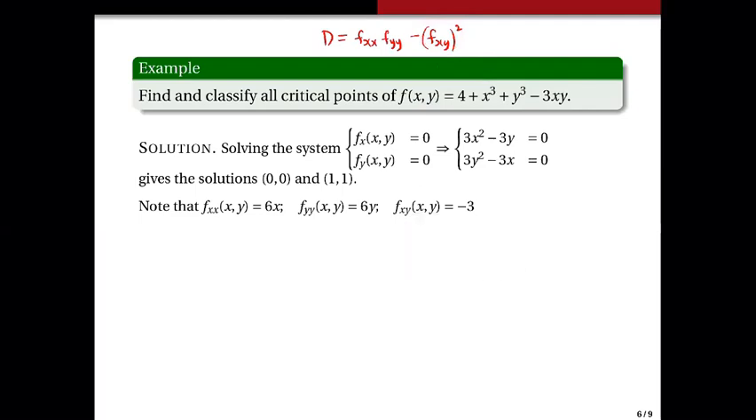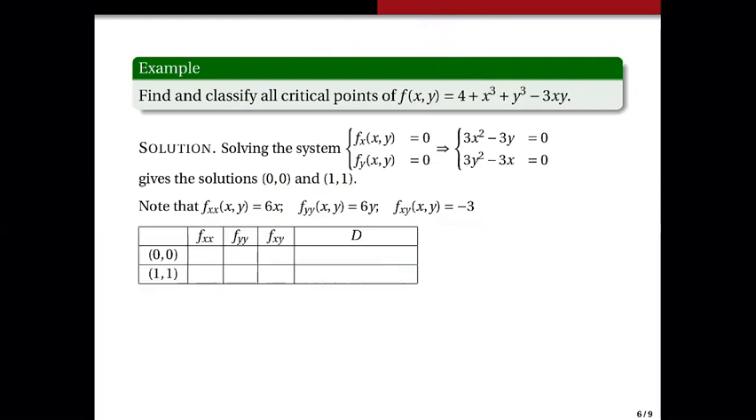And from here, we can evaluate at 0, 0, and then at 1, 1. Okay? And then we can solve for the d. Okay? This d here. So let's put that in a table. So you have the point 0, 0, you have the point 1, 1, you have your f sub xx, f sub yy, and then f sub xy. And then your d here.